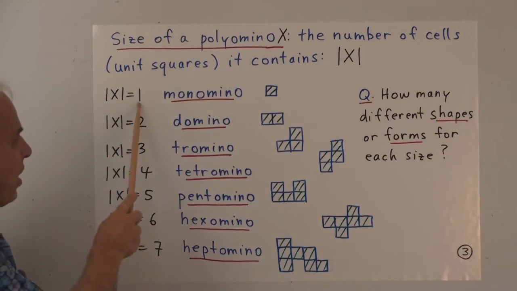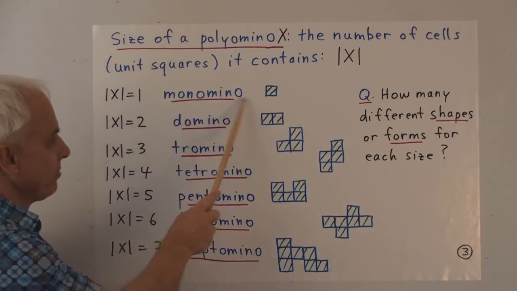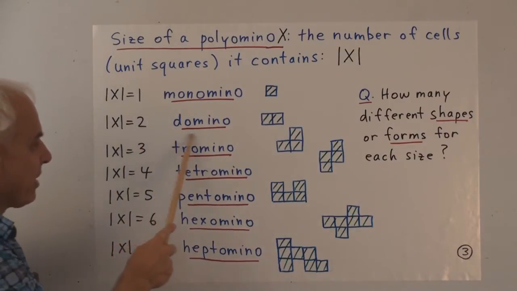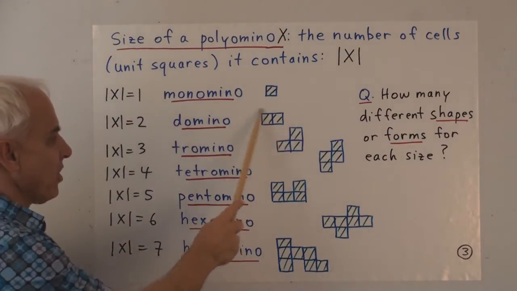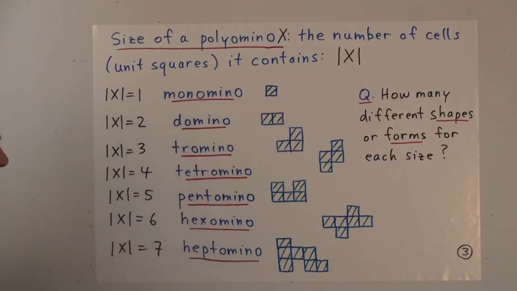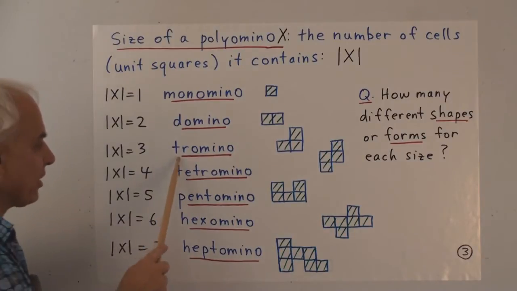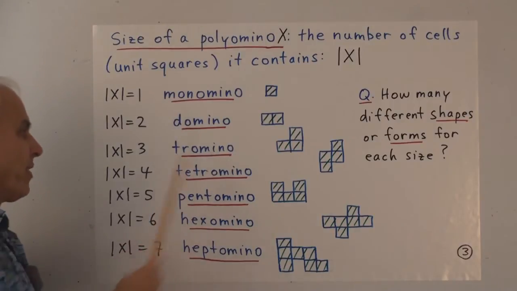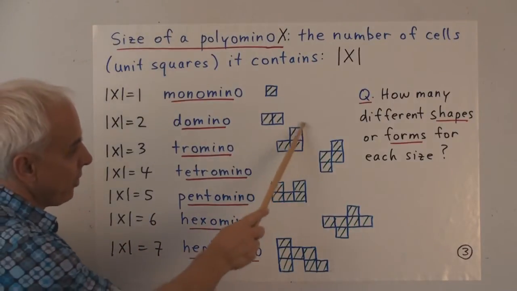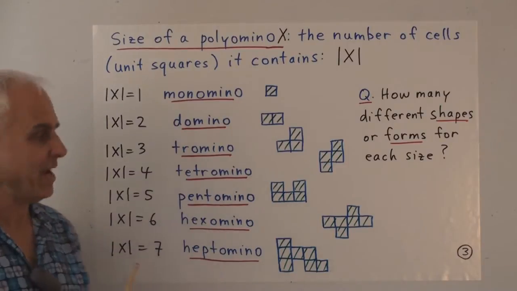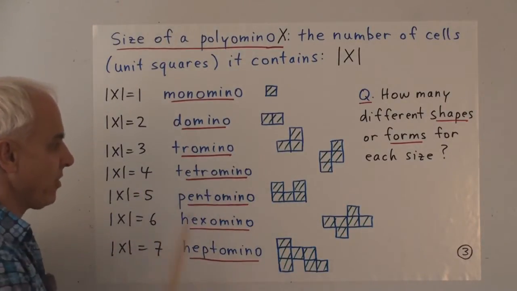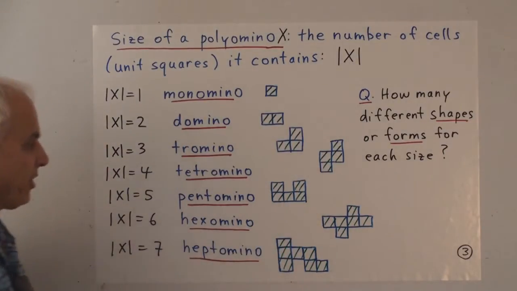So if the size of X is 1, we're talking about a monomino, like this. If the size of X is 2, we're talking about a domino, which we've already talked about. That's a rectangle. If the size is 3, then we're talking about a trimino, or sometimes called a triomino, but we'll use trimino. There's an example of a trimino, but it's not the only example. With 4 cells, we're talking about a tetramino. There's an example of a tetramino.